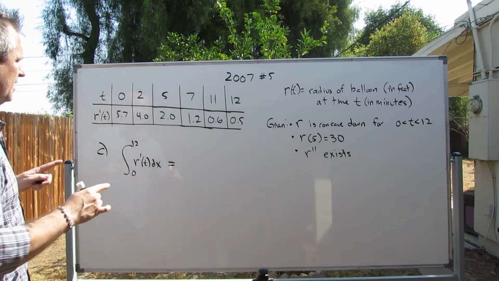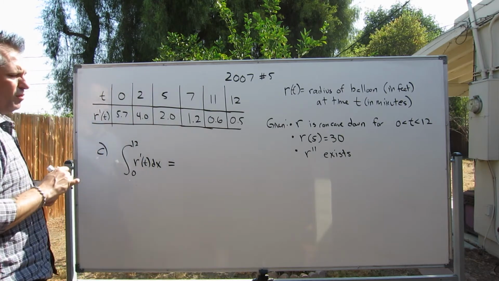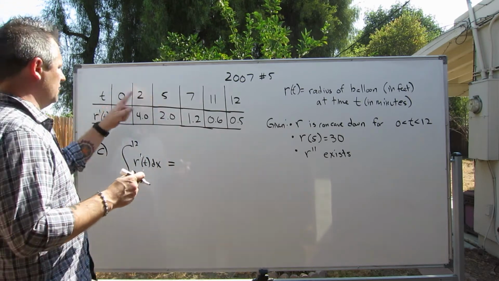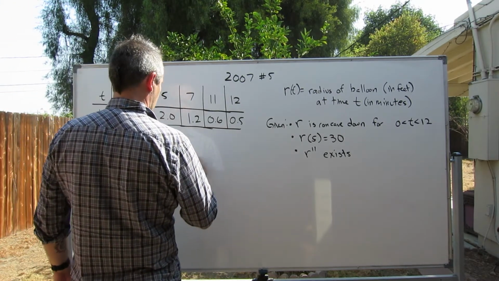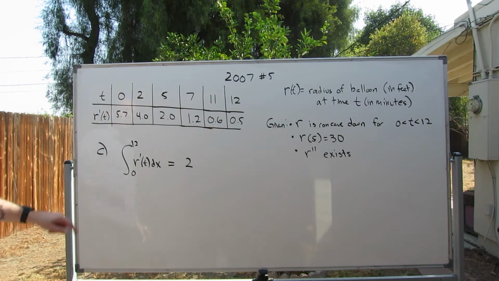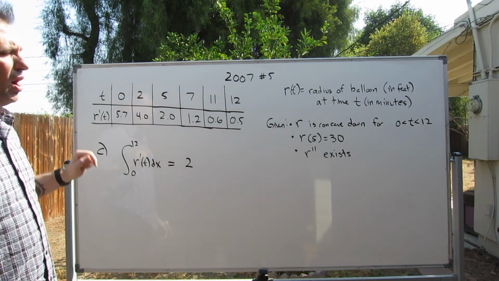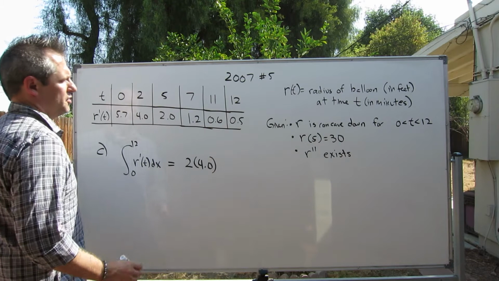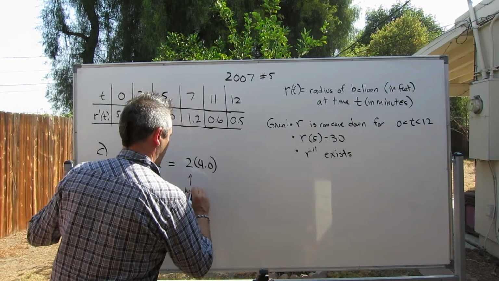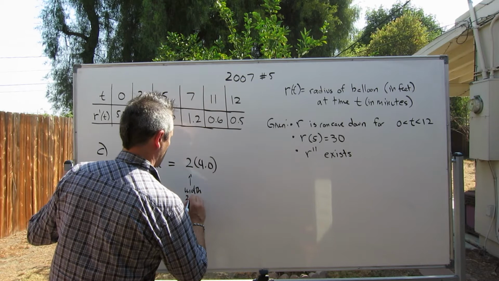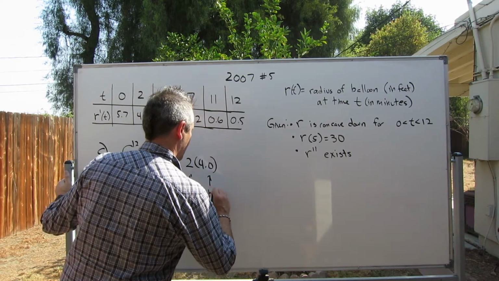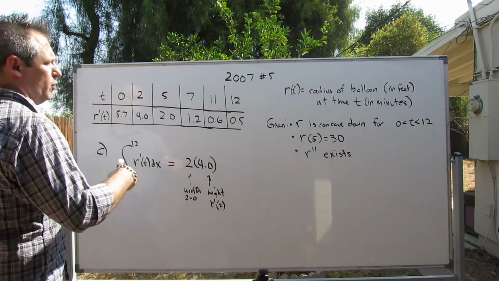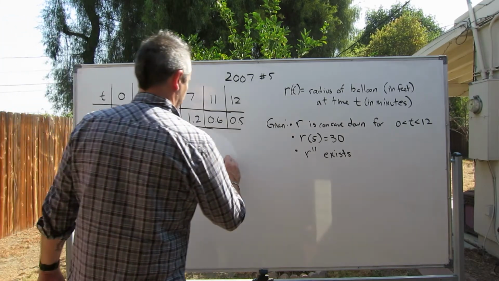So I think the first rectangle is the rectangle where we're going from time equals 0 to time equals 2. So the width of that first interval is 2 minus 0. And the height of that interval, since we're using the right endpoint, is going to be r prime of 2, which is 4.0. So just to be clear, this is the width, which is 2 minus 0, and this is the height, which is r prime of 2. If you multiply the width times the height of a rectangle, you get the area, and that's our first rectangle.